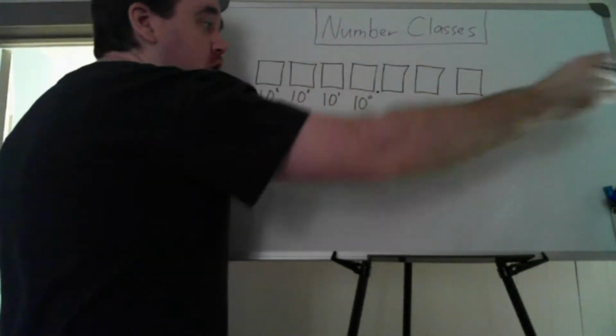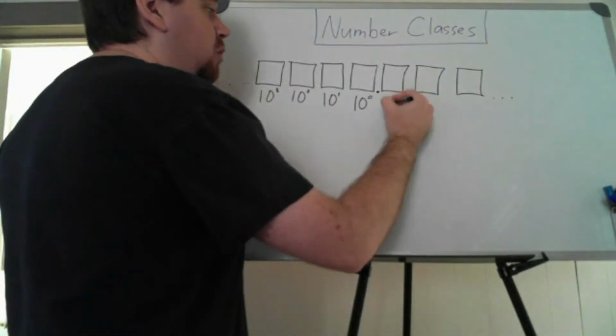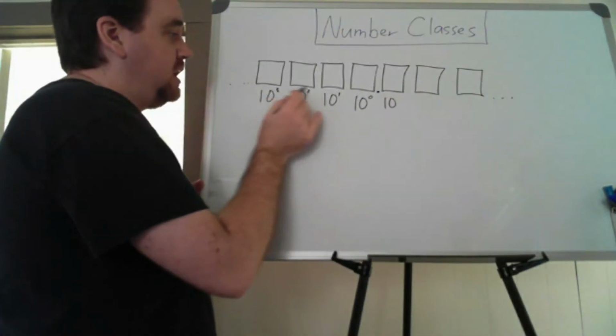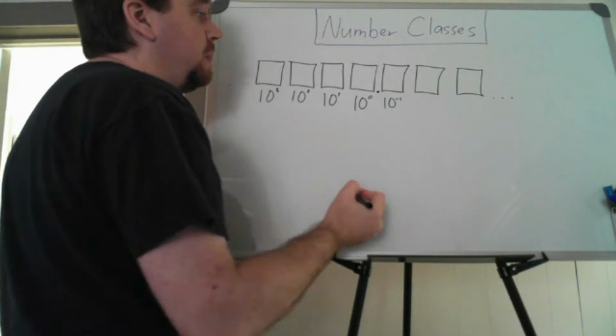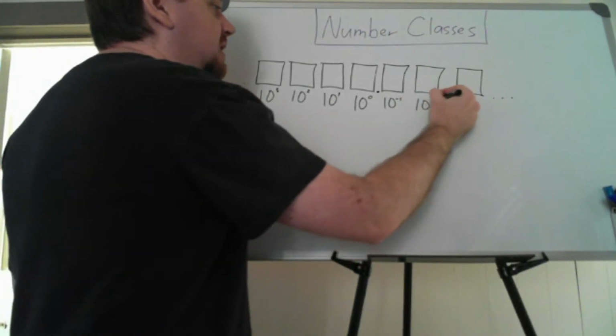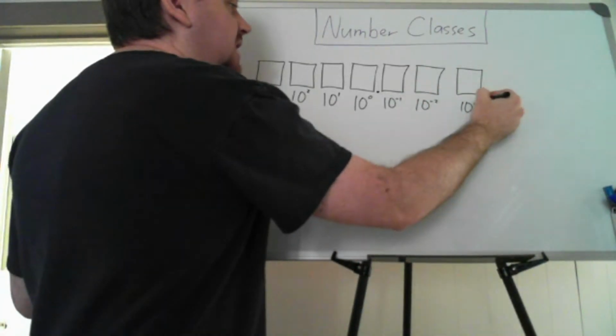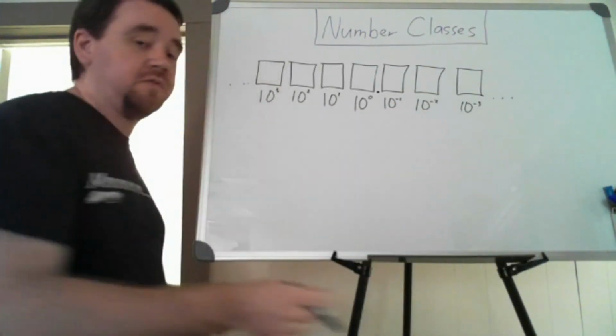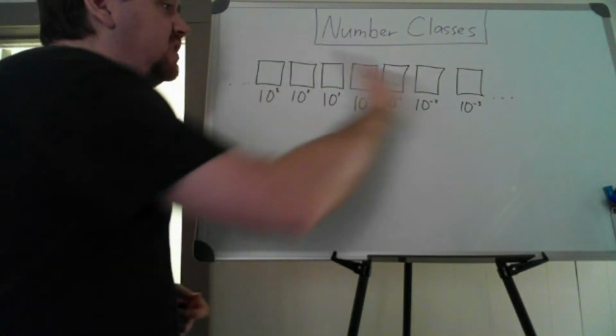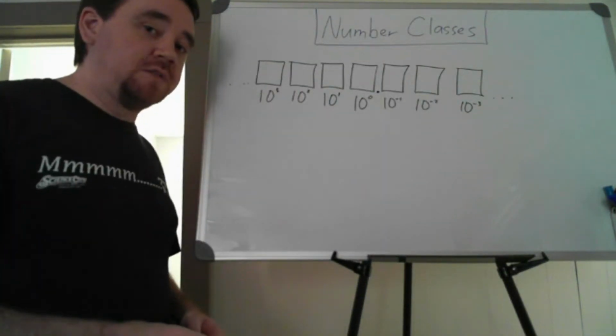And likewise, I go to the right. So to the right of the decimal point, well, look at the pattern. 3, 2, 1, 0. What comes next? That's just a negative 1. And then to the right again, I've got 10 to the negative 2. And to the right again, I've got 10 to the negative 3. And keep going into infinity. 10 to the negative 4, 10 to the negative 5. Okay? These are the representations of the place values.